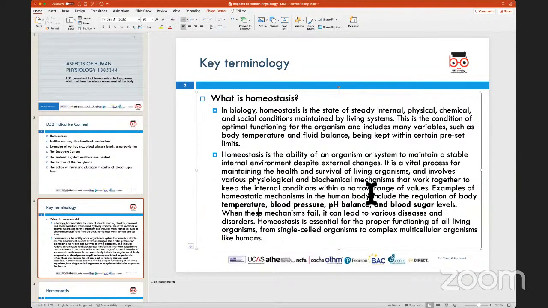Anybody? 36, 37. 36.7 Celsius, yes. So that's your normal human body temperature. Now, if your human body temperature starts to rise, there could be various factors. Think of how and why your human body temperature is rising.